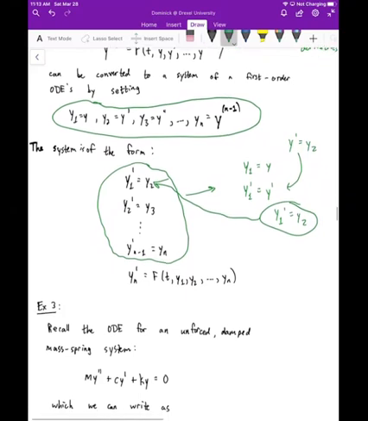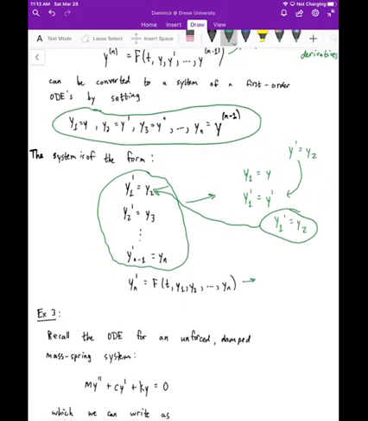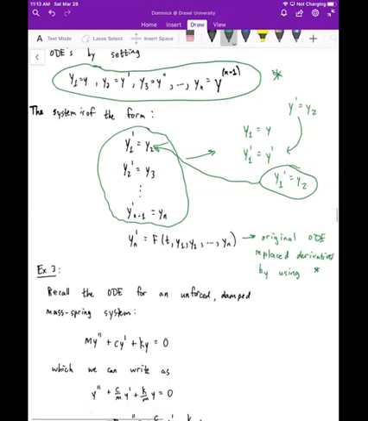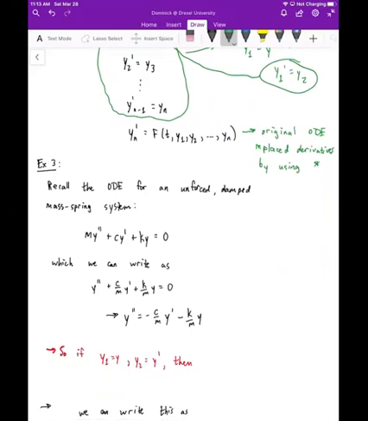And then the only difference here is that your yn prime, so this is basically the original ODE, but now you've replaced all of your derivatives by using star. All right, and this is a fairly common skill, especially when it comes to analysis of higher order ODEs. All right, so we're going to do an example of this.